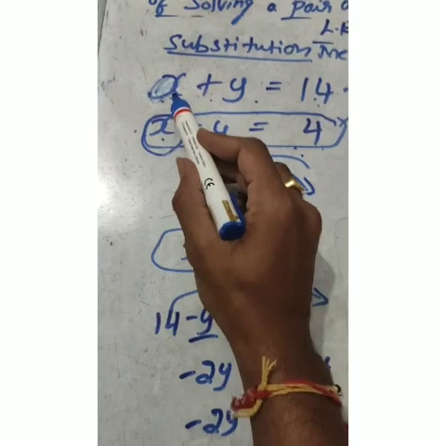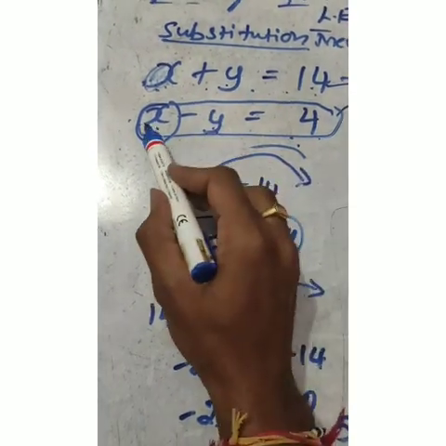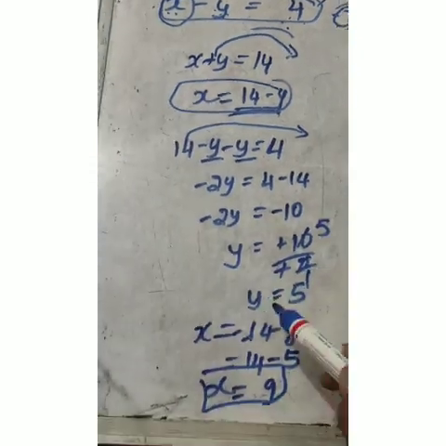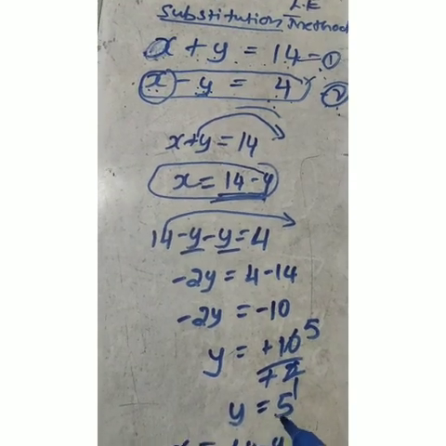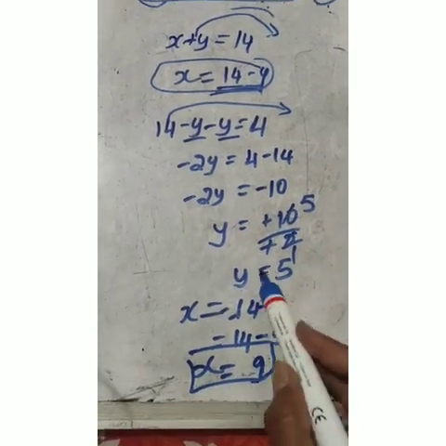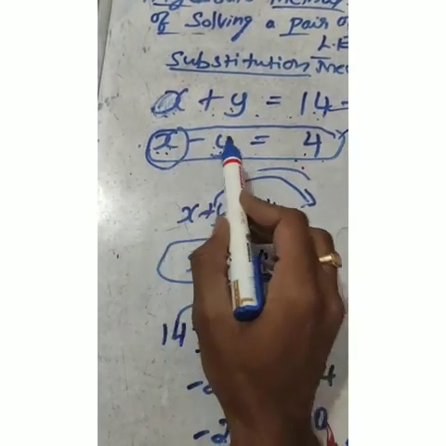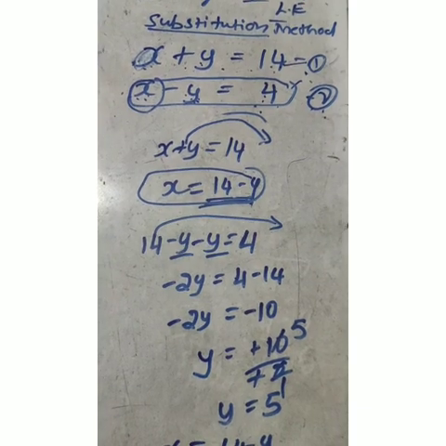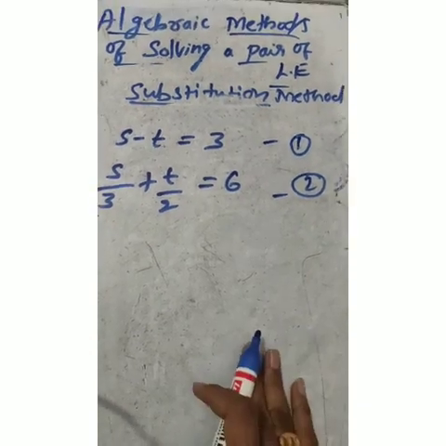9 plus 5 is 14, right? 9 minus 5 is 4. Hence the values of x and y we found are both correct. Verification: x is 9, y is 5. 9 plus 5 is 14, 9 minus 5 is 4, it is right. This method is called the substitution method. We go with another example. Here we have one more example.